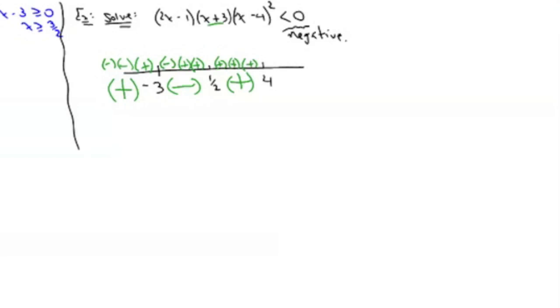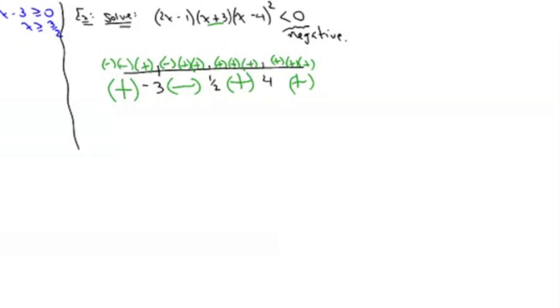Pick a number bigger than 4. 6. 10. If I plug it into the first one, positive. Second one, positive. Third one, positive. No matter what I put in that third one, it's guaranteed to be positive. So what's determining the sign is really the first two. So this is also positive.